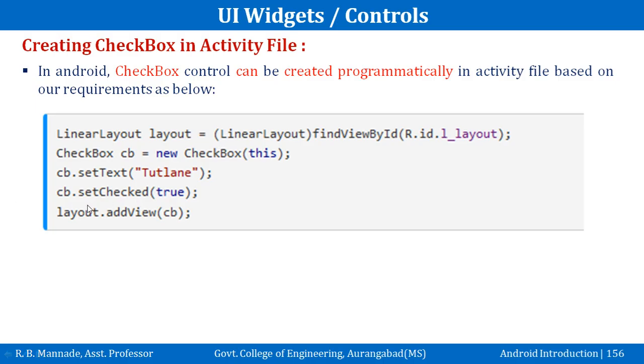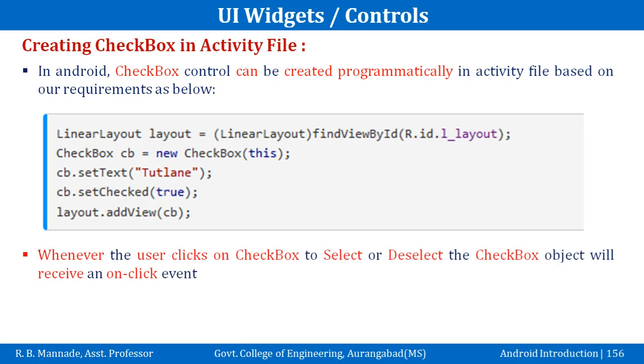It means the setChecked method is called on the object of checkbox, in this case CB, and whatever value we want, it takes a boolean value, either true or false, that should be passed to this setChecked method. And finally, this CB, the checkbox control, should be added to this layout by using layout.addView and passing CB, the checkbox object, as a parameter of addView, right? So in this way, programmatically also we can create a checkbox control in the .java file.